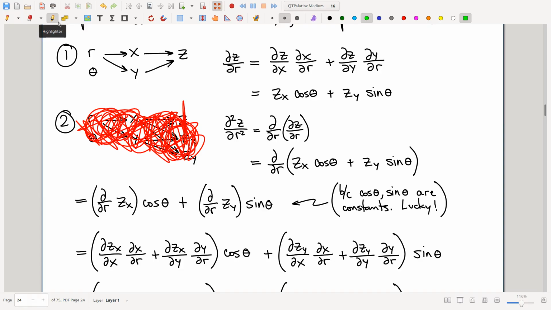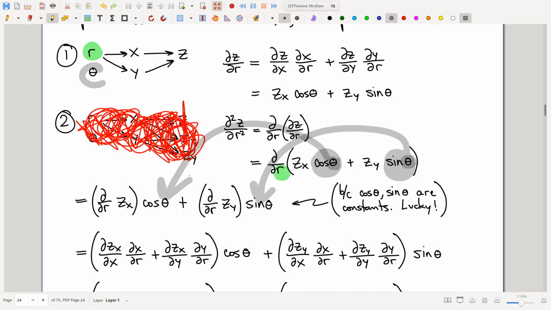By the way, notice we're taking a partial with respect to r. That means theta is a constant. Nice little reminder from the diagram. Again, I'm a big fan, right? Please draw your diagrams. It's just helpful in any number of different ways. So if theta is a constant, then cosine theta is a constant, and sine theta is a constant, and those constants factor out. Isn't that nice?